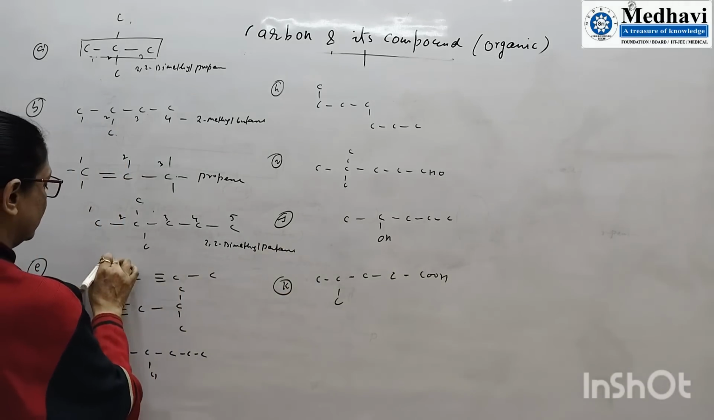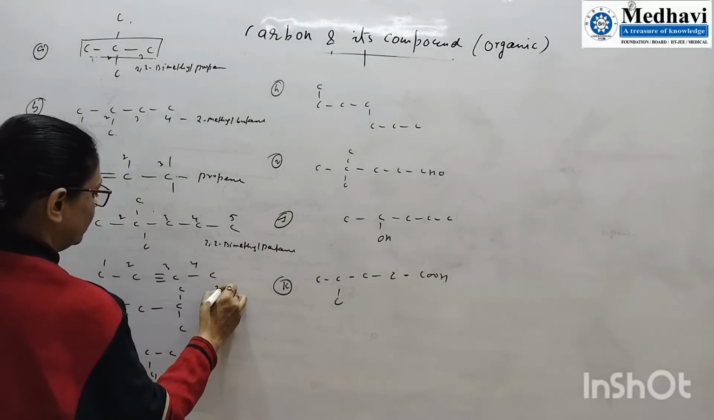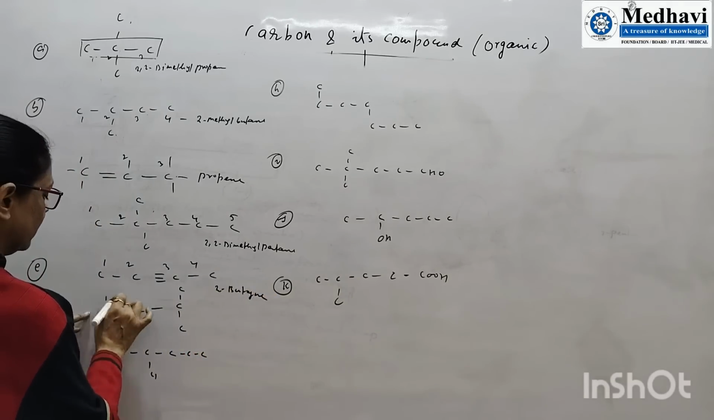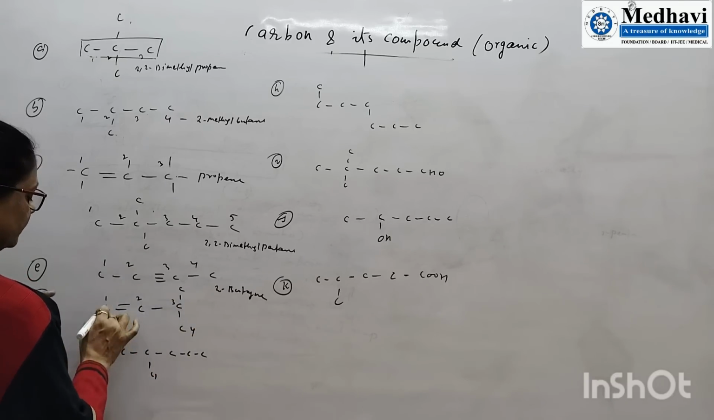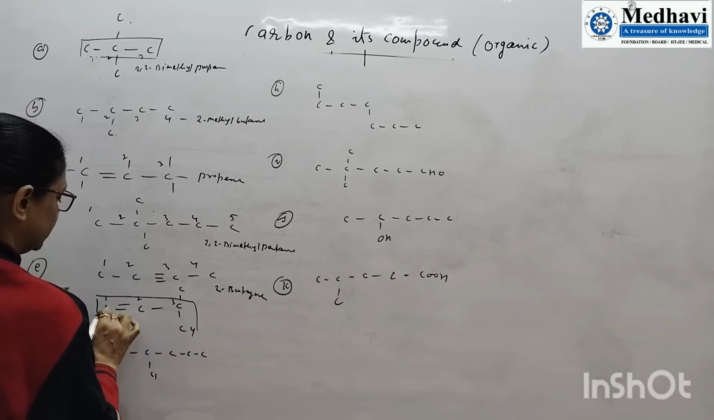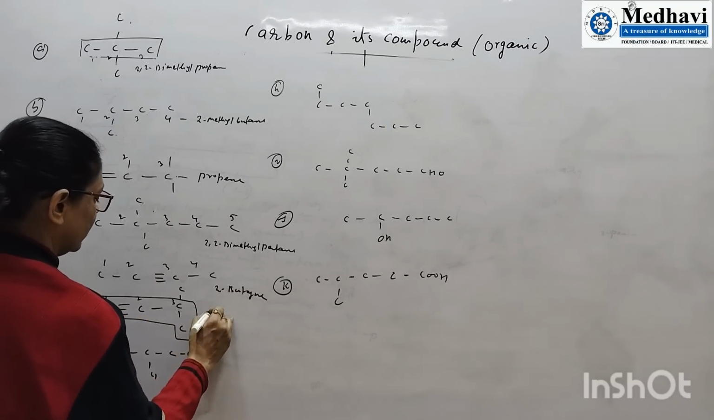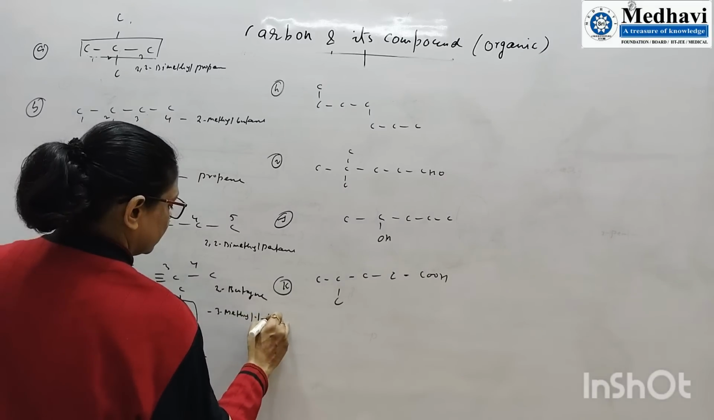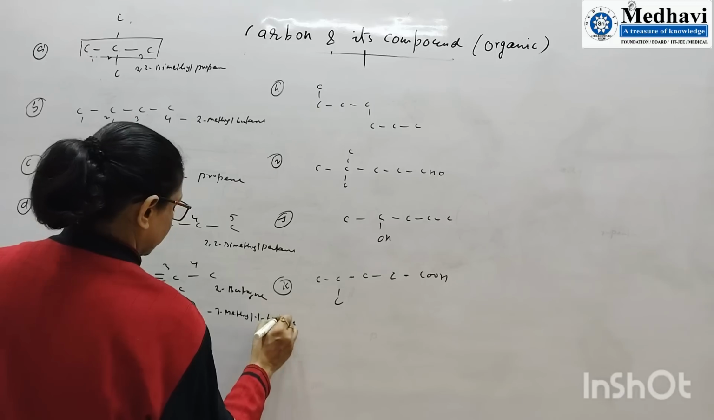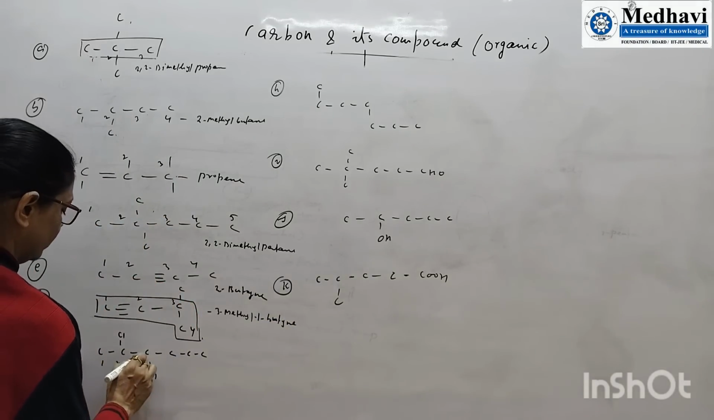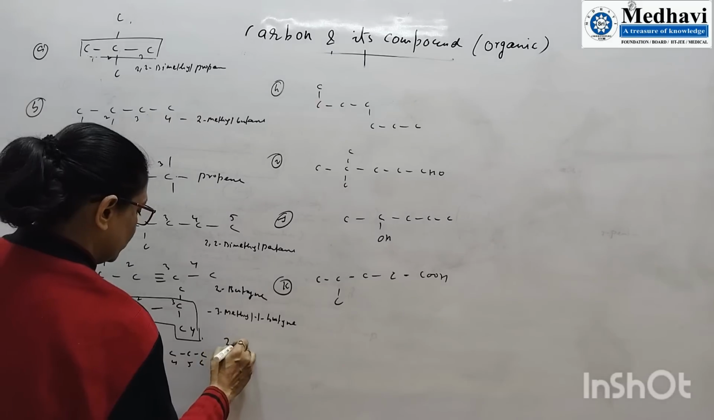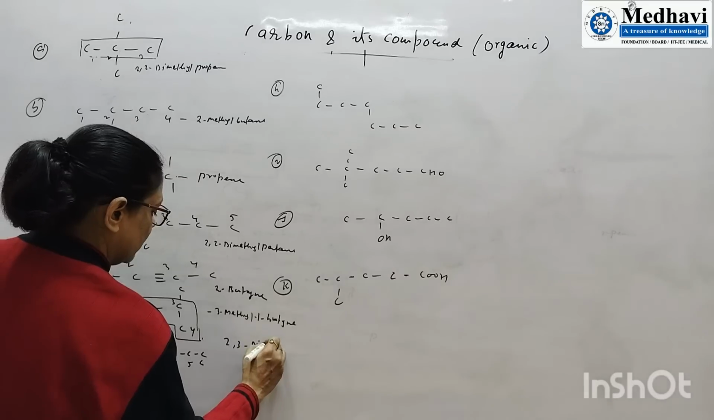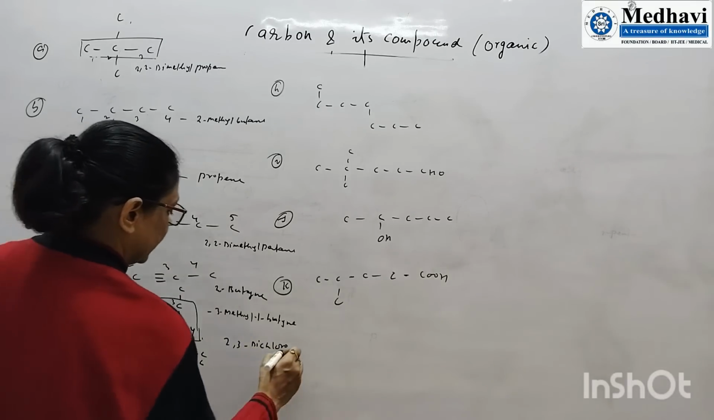This compound, 2-butene. This compound here, numbering: the longest carbon chain will be this. Mind it, this is the longest chain. So here 3-methyl-1-butene. Here 1, 2, 3, 4, 5, 6. Chloro is used as a prefix, just like methyl. So 2,3-dichlorohexane.